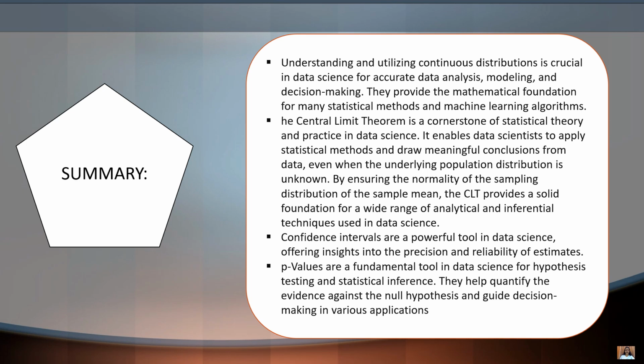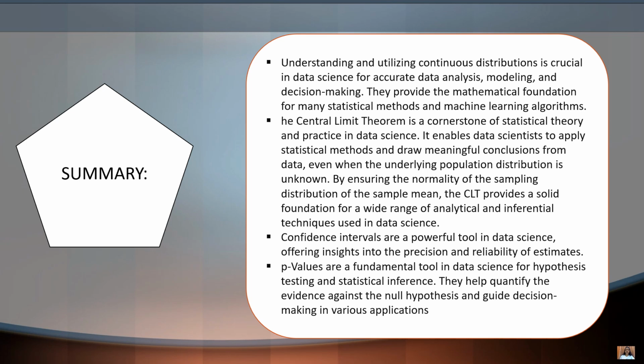Understanding and utilizing continuous distributions is crucial in data science for accurate data analysis, modeling, and decision making. They provide the mathematical foundation for many statistical methods and machine learning algorithms. The central limit theorem is a cornerstone of statistical theory and practice in data science. It enables the data scientist to apply statistical methods and draw meaningful conclusions from the data, even when the underlying population distribution is unknown, by ensuring the normality of the sampling distribution of the sample mean.